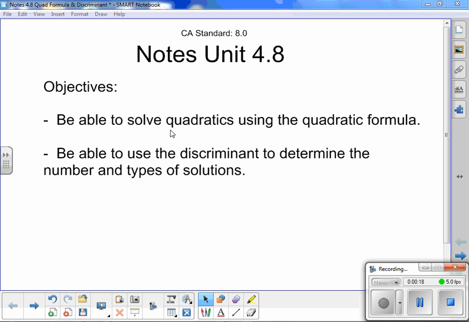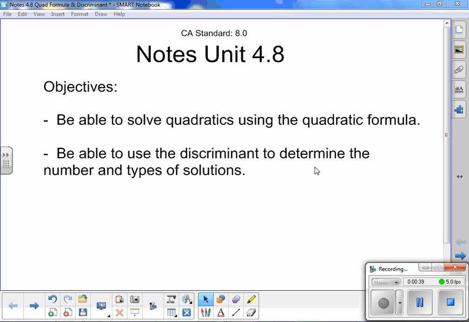So the quadratic formula is basically just another method to solve a quadratic. So far we've learned factoring, taking square roots directly, graphing these things to find the x-intercepts, and completing the square. So this is just another method for doing that. It's an actual formula, so you just plug stuff in and it'll get you an answer.